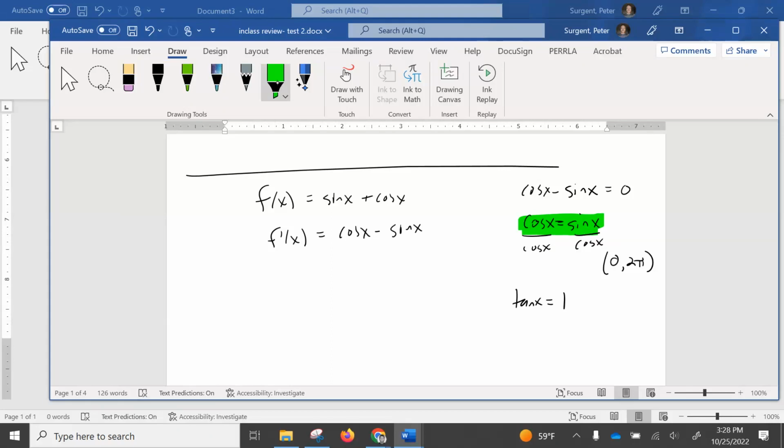Well, you should say, well, that happens in quadrant 1 at pi over 4, and in quadrant 3 at, I guess that'd be 5 pi over 4, right? Because the sine of pi over 4 is root 2 over 2. The cosine of pi over 4 is root 2 over 2. And it happens again in quadrant 3. The sine of 5 pi over 4 is negative root 2 over 2, and the cosine of 5 pi over 4 is also negative root 2 over 2. They're the same. Or you can change it to a tangent function and you get the same results. So we get pi over 4 and we get 5 pi over 4.